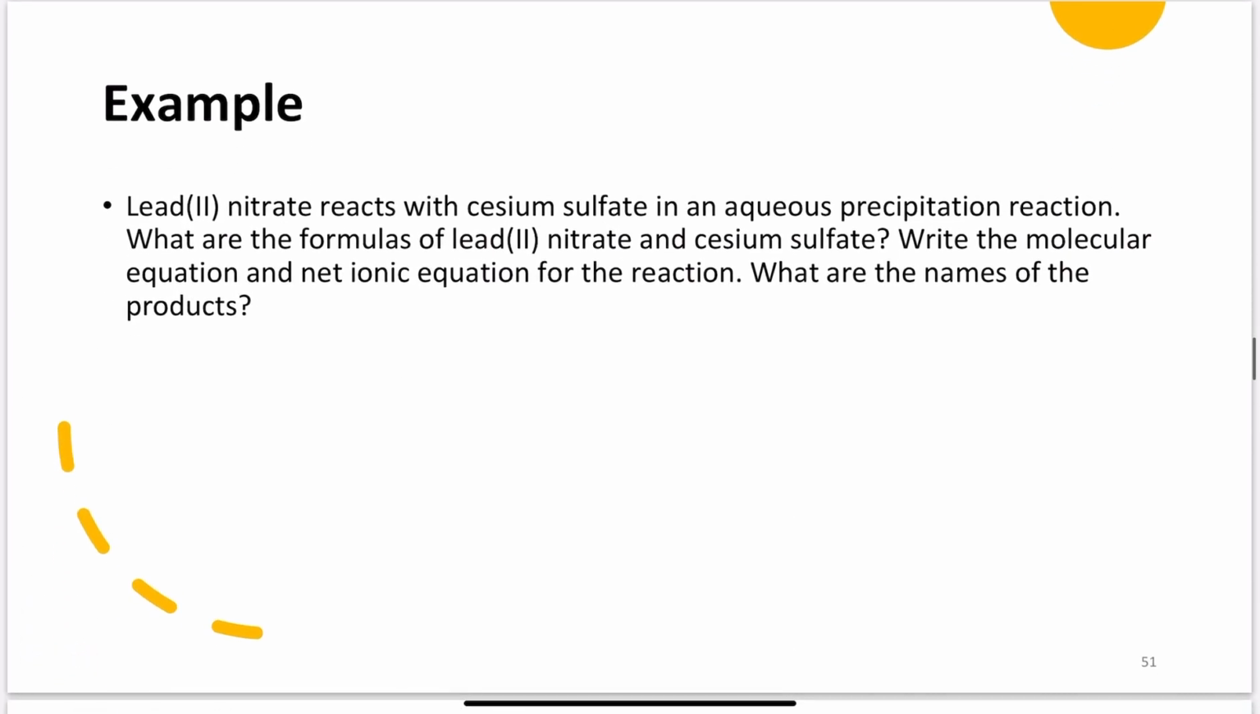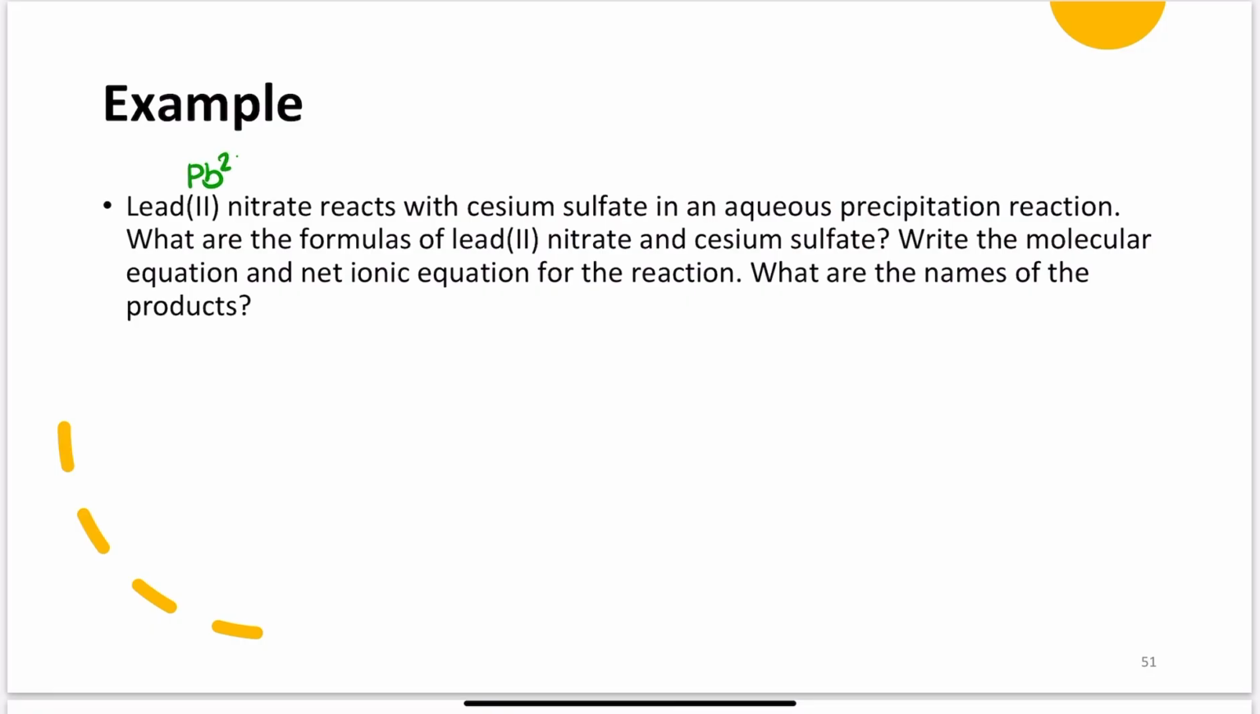What do I have next? Lead 2 nitrate reacts with cesium sulfate in an aqueous precipitation reaction. What are the formulas of lead 2 nitrate and cesium sulfate? Write the molecular equation and ionic equation for the reaction, and what are the names of the products? Well, if a product is forming, that means something's going to be insoluble here, because otherwise there would be no reaction. So the question is telling me, subtly, there is a reaction happening here. There is something being formed. So let's go through it.